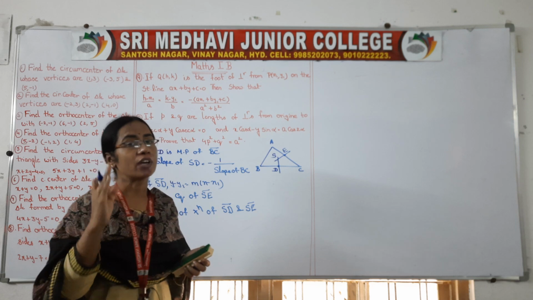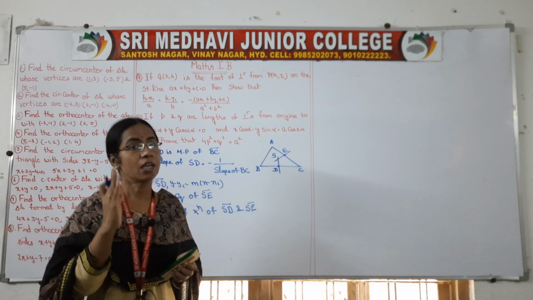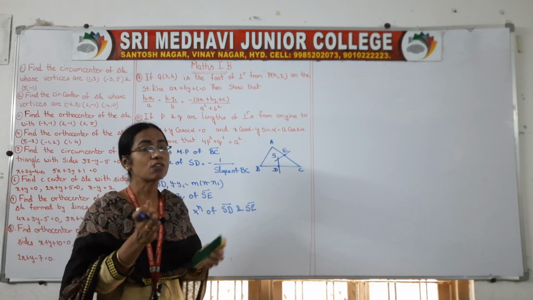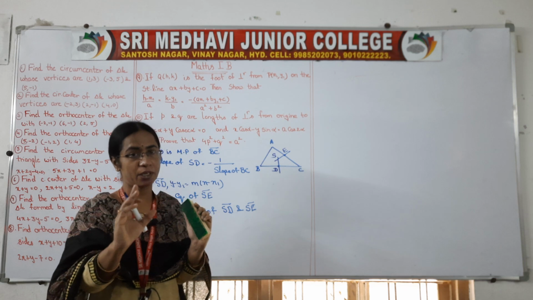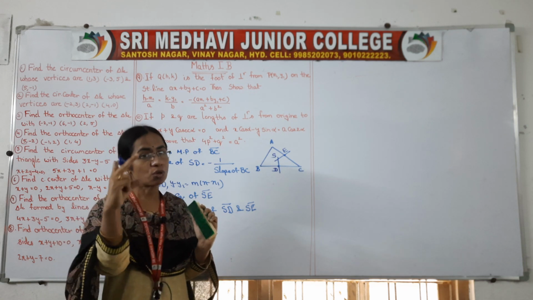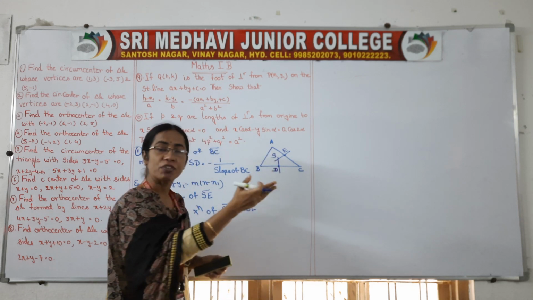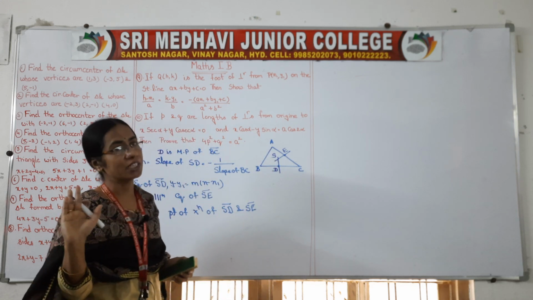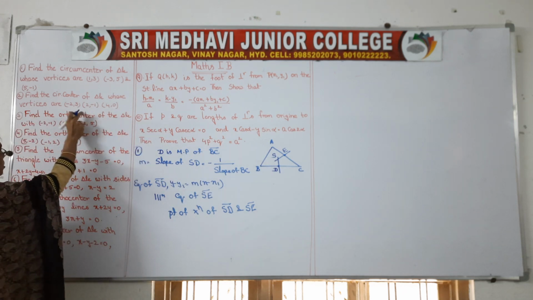Okay, so what is the circumcenter? The point of intersection of perpendicular bisectors. So just find the perpendicular bisector equations, the two equations SD and SE, and their point of intersection is your circumcenter. Same concept you have to apply for the second question also.